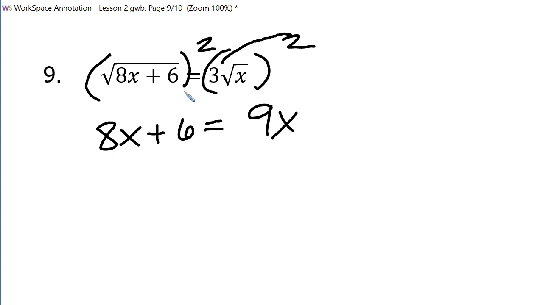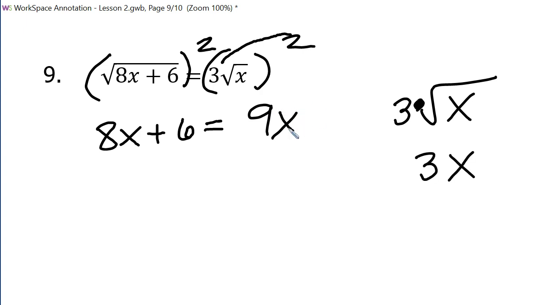No, because if you have 3 square root of x, that actually means 3 times the square root of x. Just like if you had a 3x, it's understood to mean it's multiplication between the two. If there's not a symbol in between the two, we all automatically assume it's multiplication, not addition.